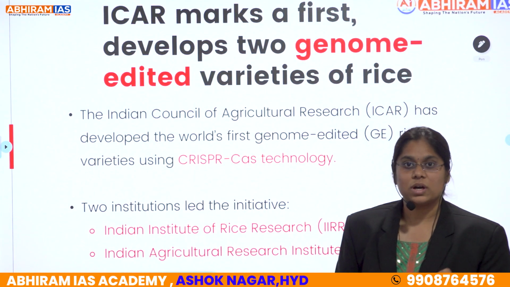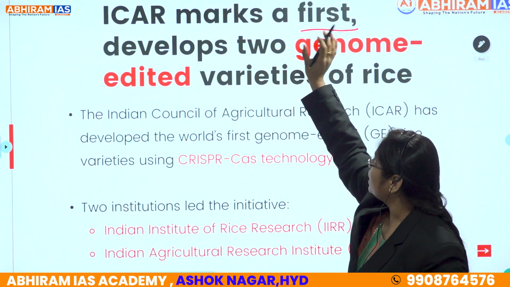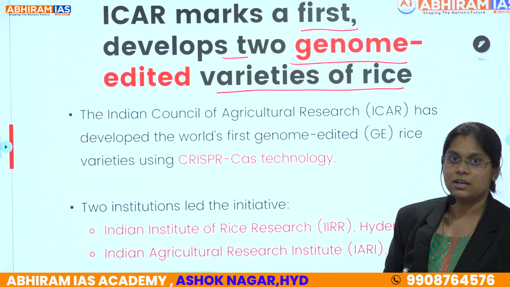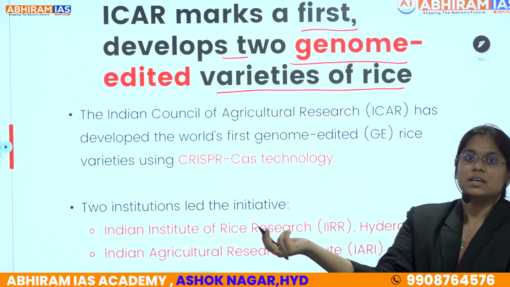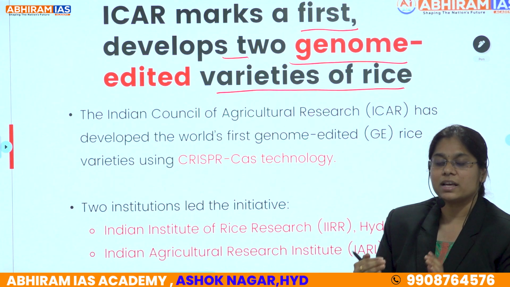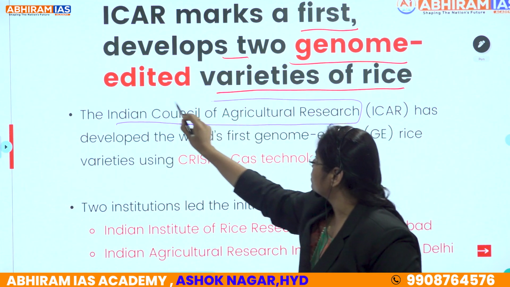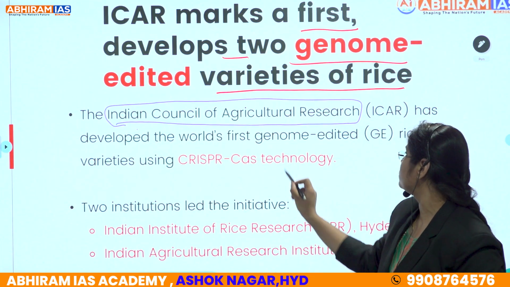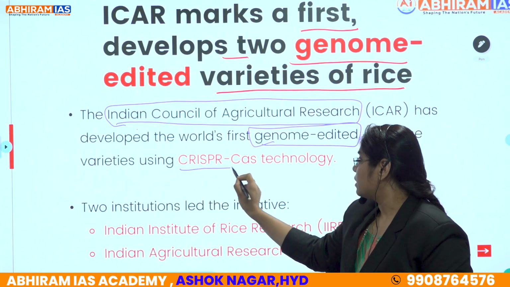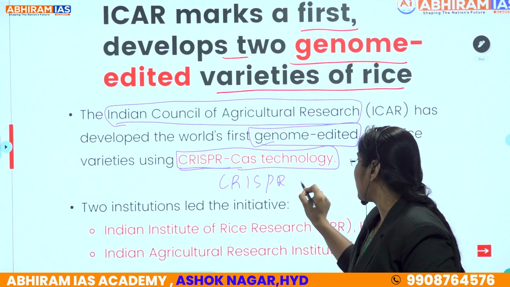Now, let's see what the news is clearly about. Basically, ICAR develops 2 genome edited varieties of rice. Clear? Who has unveiled this? Basically under the supervision of ICAR. What is ICAR? Indian Council of Agricultural Research. Done? So the Indian Council of Agricultural Research has developed the world's first 2 genome edited rice varieties by using CRISPR-Cas technology. Clear? That is CRISPR-Cas technology.